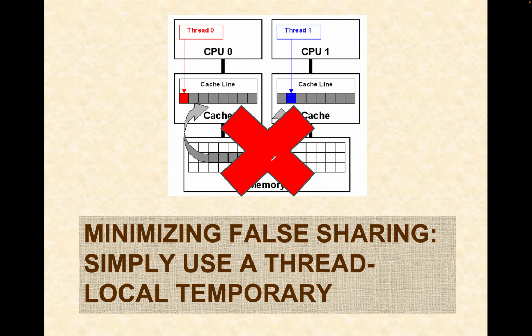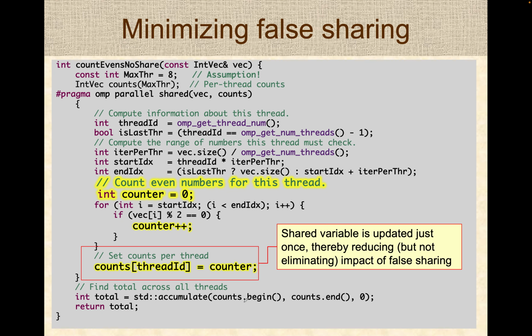We can minimize the issue of false sharing by simply using a thread local temporary variable. It's a very simple solution. When you look at the code, it'll be relatively straightforward. So here, all the code is almost the same, except what we've done is we have added an extra temporary local variable. Remember, this is a local variable that is stored on the thread stack. This is not shared between different threads. Each thread gets its own local counter variable that's initialized to 0. And rather than updating this counts or thread ID every time, we simply update the local variable.